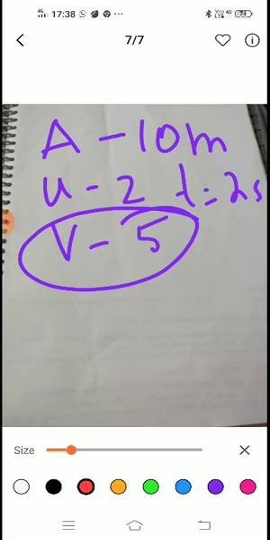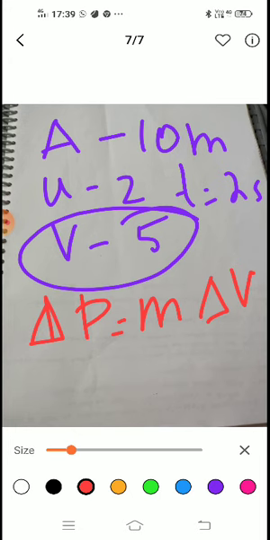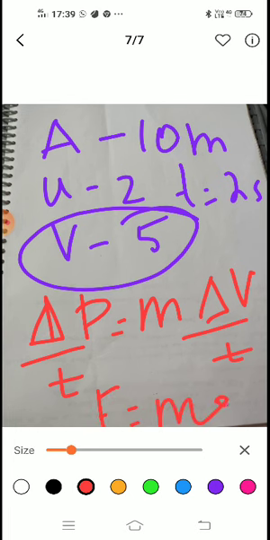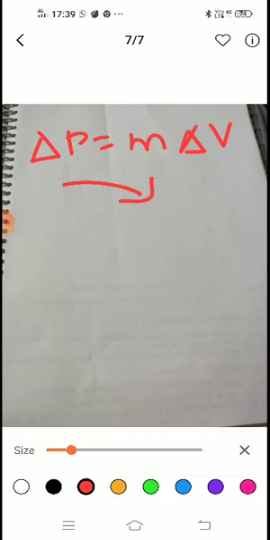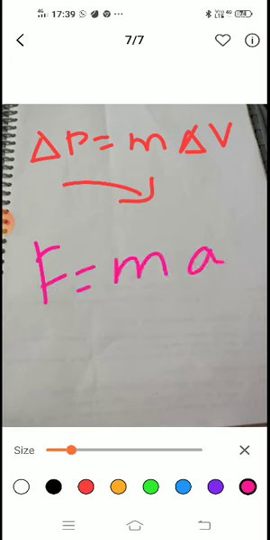Therefore, using that concept, I can write delta p is equal to m into delta v. All of this is taking place in a given time. Therefore, delta p by t, that is m into delta v by t, is nothing but F is equal to m into a. So this is how we got your second equation. The change in momentum corresponds to force, and the change in velocity is acceleration. So this is how we got our next equation, that is F is equal to m into a.